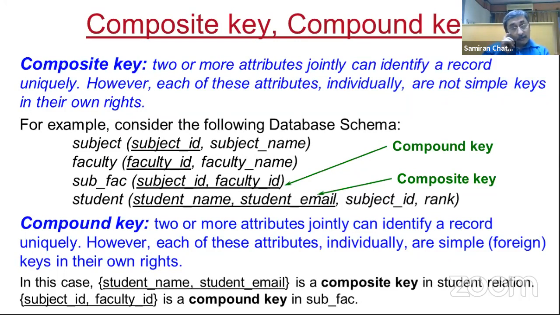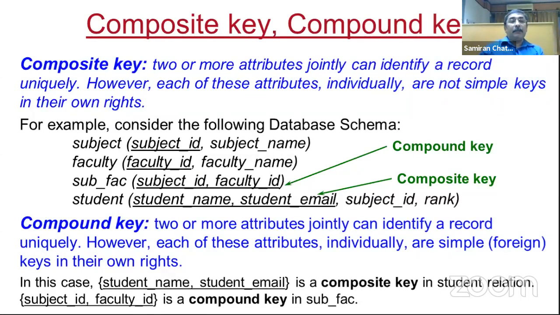Now there is one more concept called compound key. In a compound key, individual attributes also act as primary keys in other tables. For example, subject ID and faculty ID in the subfact table or relation are two different attributes which together become a compound key, a composite key. Now, subject ID is a key in the relation subject, and faculty ID is a key in the relation faculty. When that happens in a composite key, we call it a compound key.